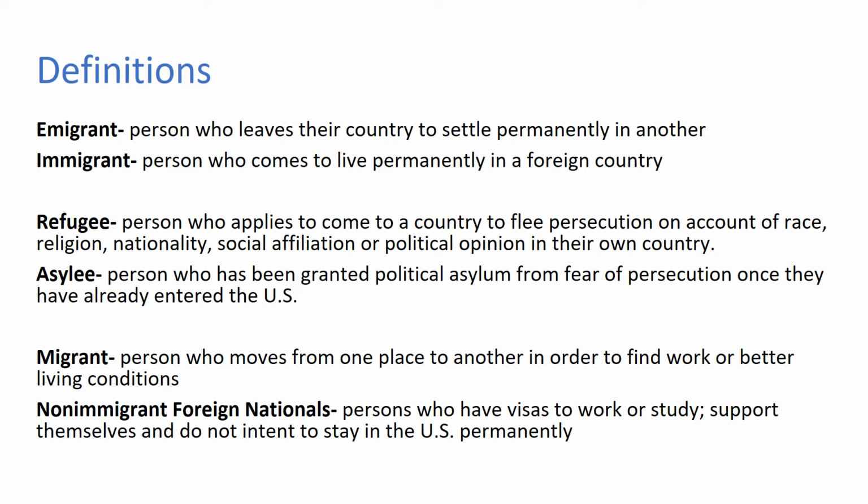A migrant is someone who moves from one place to another, so that can be within the borders of the same country or across international borders, and this is usually to find work or better living conditions. The movement is usually temporary, in contrast to immigrants who have the intention to live permanently in another country. There are also foreign nationals, who are people who have visas to work or study abroad. Again, they do not have the intention to live in the US permanently, and so these people are not considered immigrants. Hopefully these definitions clarify some terms about people who are in the US now, but were not born here.